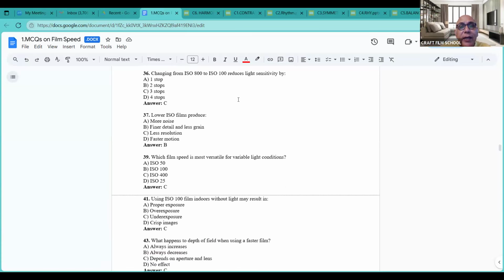Changing from 800 ASA to 100 ASA reduces light sensitivity by, read the question carefully. Here he is talking about stops. So from 800 to 400, one stop, 400 to 200, two stops, 200 to 100, three stops. The answer is 3 stops.